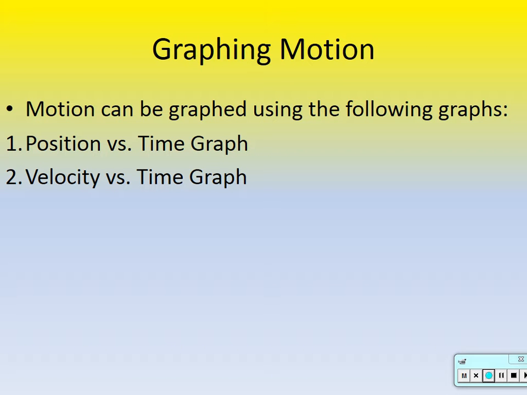Graphing motion. We're going to talk about graphing motion today. Motion can be graphed using the following graphs. Position versus time graphs. That's the graph that we're going to talk about today. Next time we meet, we'll talk about velocity versus time graphs. I call position versus time graphs PT graphs.